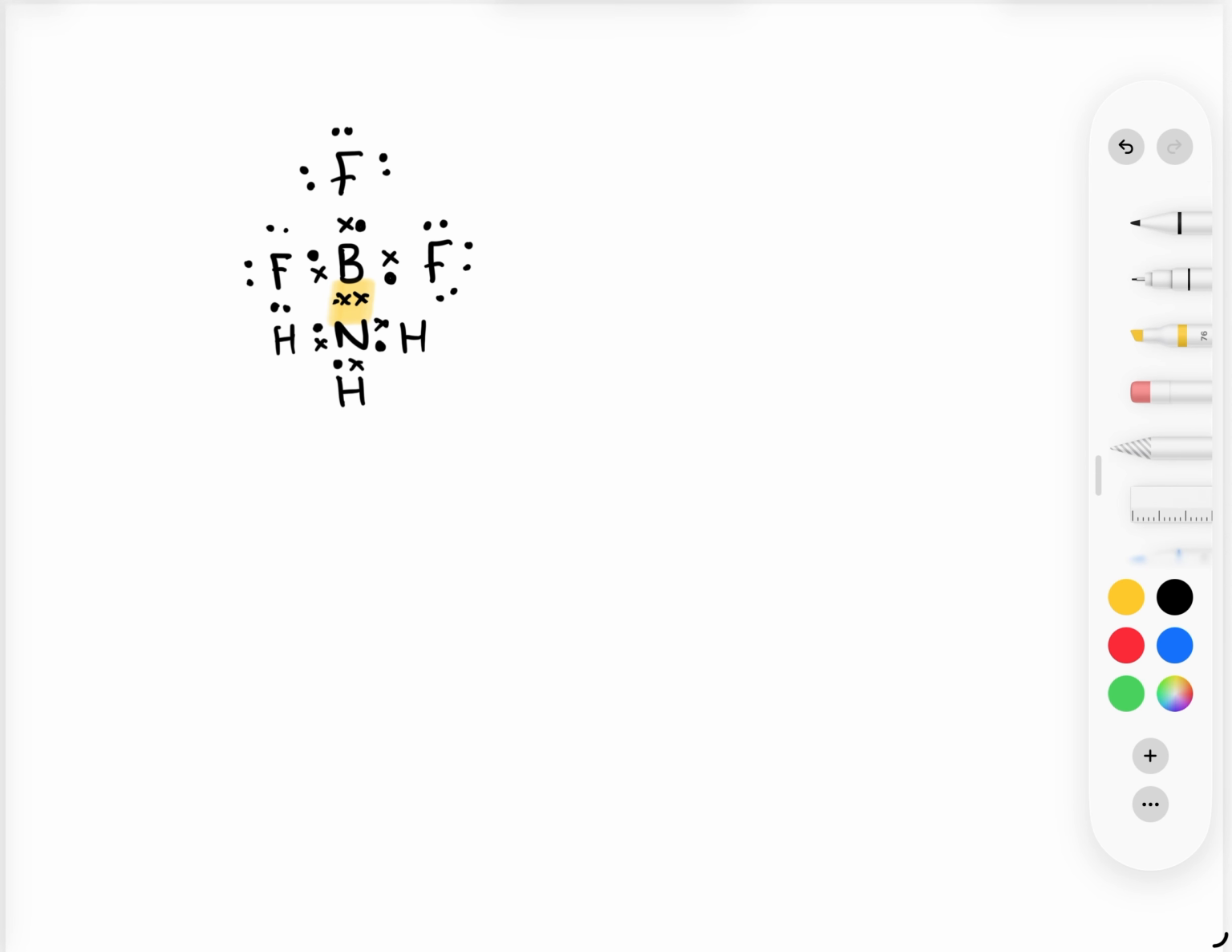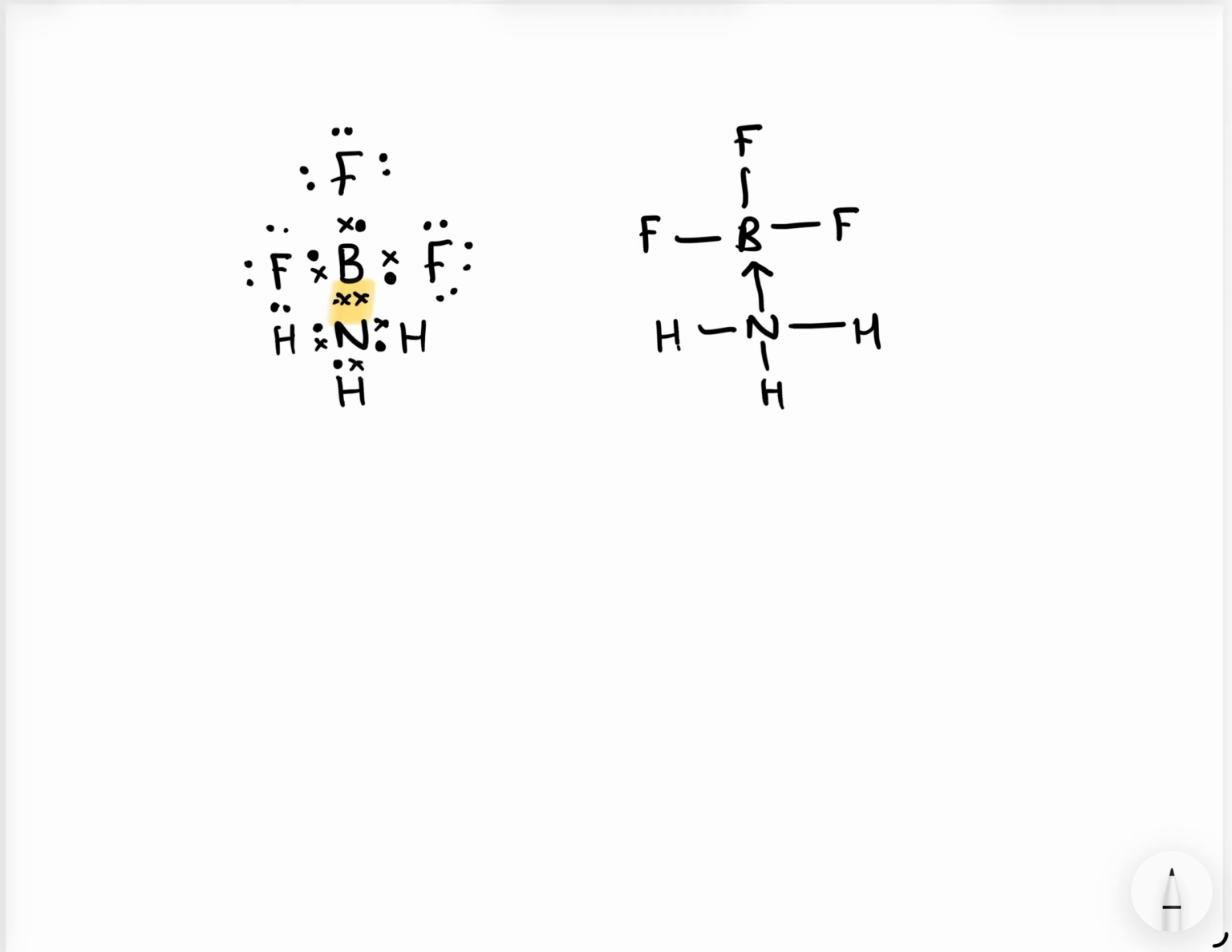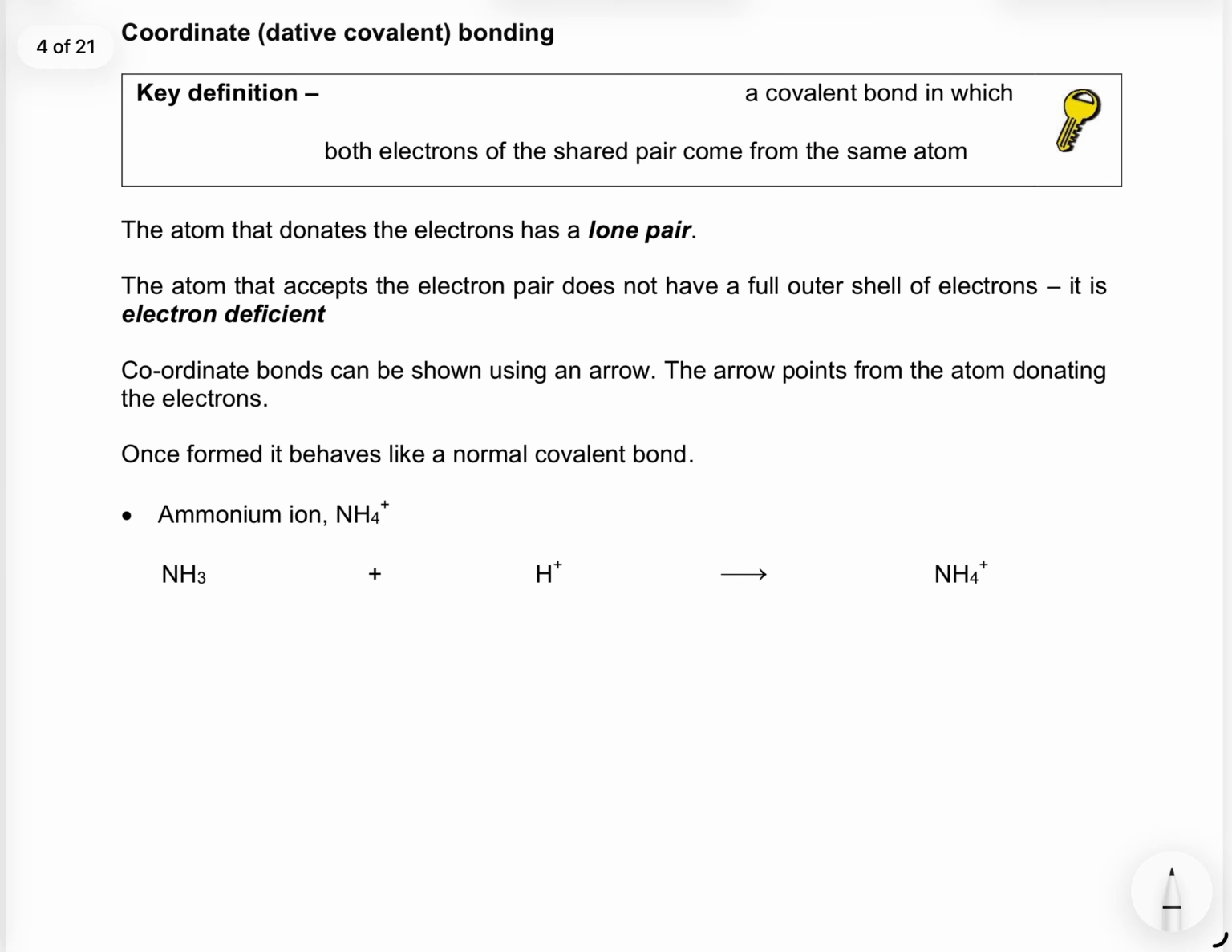And what we're going to do is when we draw our stick diagram, where we would have just had regular covalent bonds with the B and the 3 Fs, the nitrogen is using its lone pair here to create a covalent bond that is coming from just the nitrogen, and so we use an arrow to represent this new dative covalent or coordinate bond that is still a covalent bond. It's just where the shared pair isn't one from each atom. So we're going to have a look at this type of bonding now with a few examples and how we explain this to examiners.